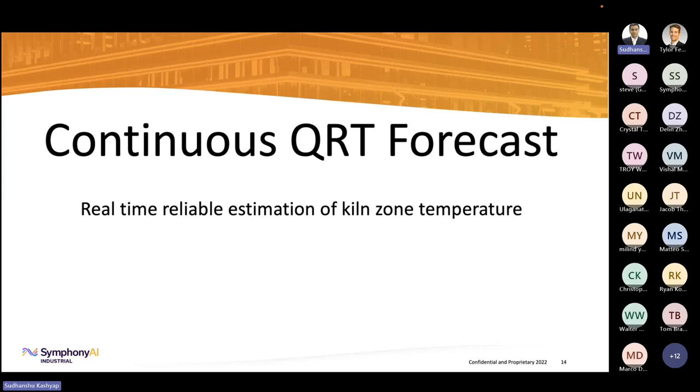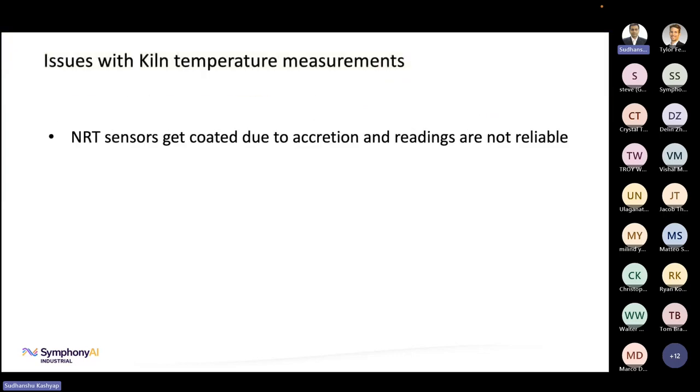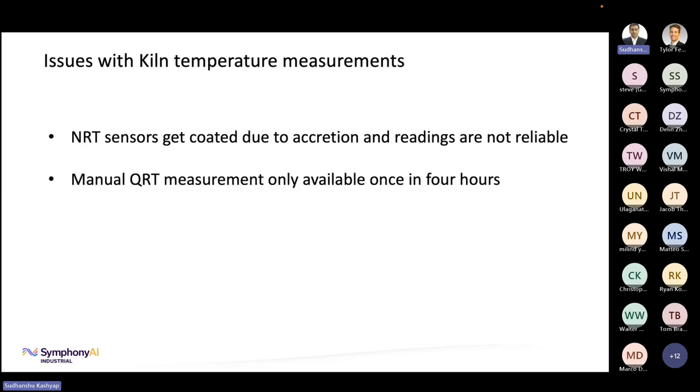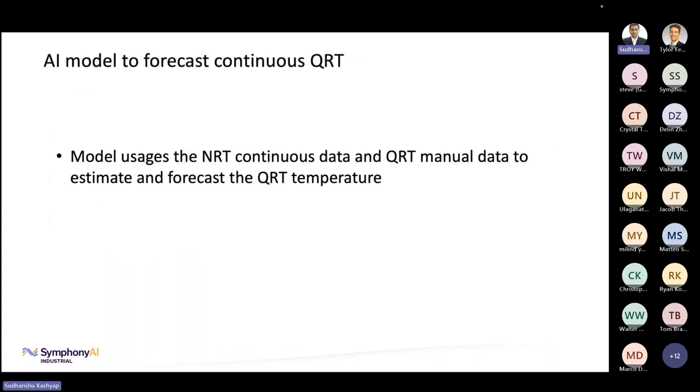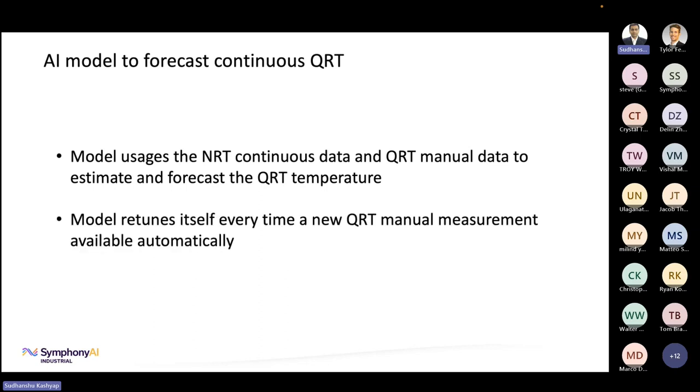So we see that NRTs are not reliable. As I said earlier, accretion happens, and that makes thermocouples not give the right results, and manual results are available only intermittently. Intermediate operations run based on the experience and guesses of operators. So here is an opportunity to build a model which can use online NIT measurement, which is not very accurate, along with the QRT manual data, which is not continuous but accurate. Using these two, the model self-tunes itself and tries to predict a good result in between.